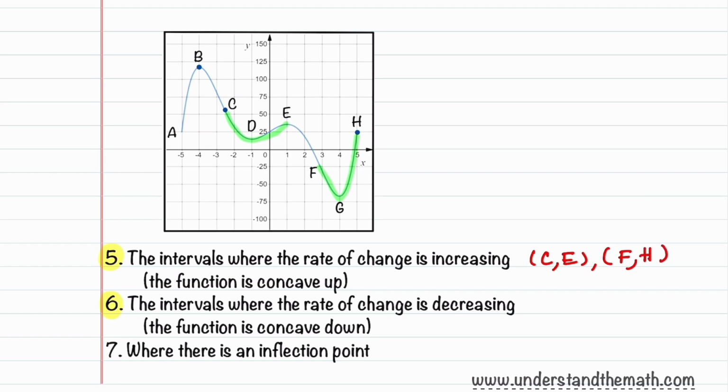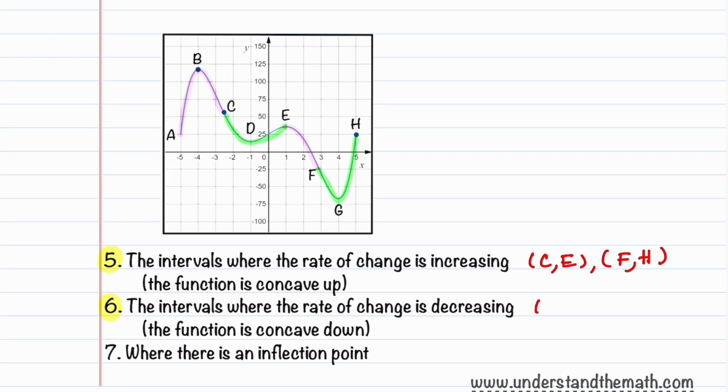The rate of change of a function is decreasing when the slope of the tangent lines to the curve decrease. This occurs when the curve is concave down or opening downward like a frown. The rate of change of the function is decreasing in this part of the graph and in this part of the graph. The intervals where it's decreasing are from A to C and then from E to F.